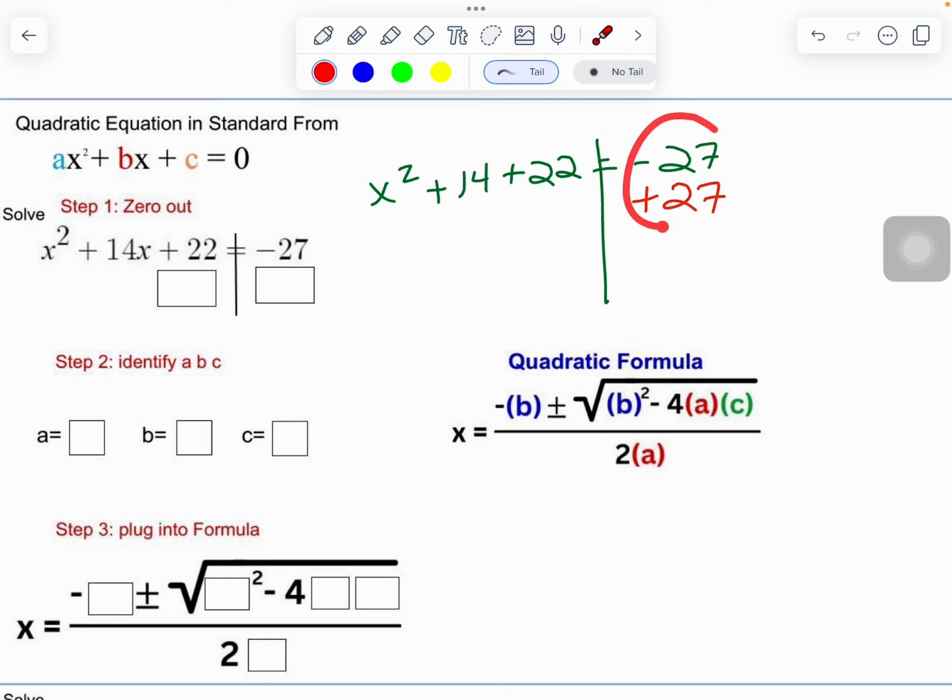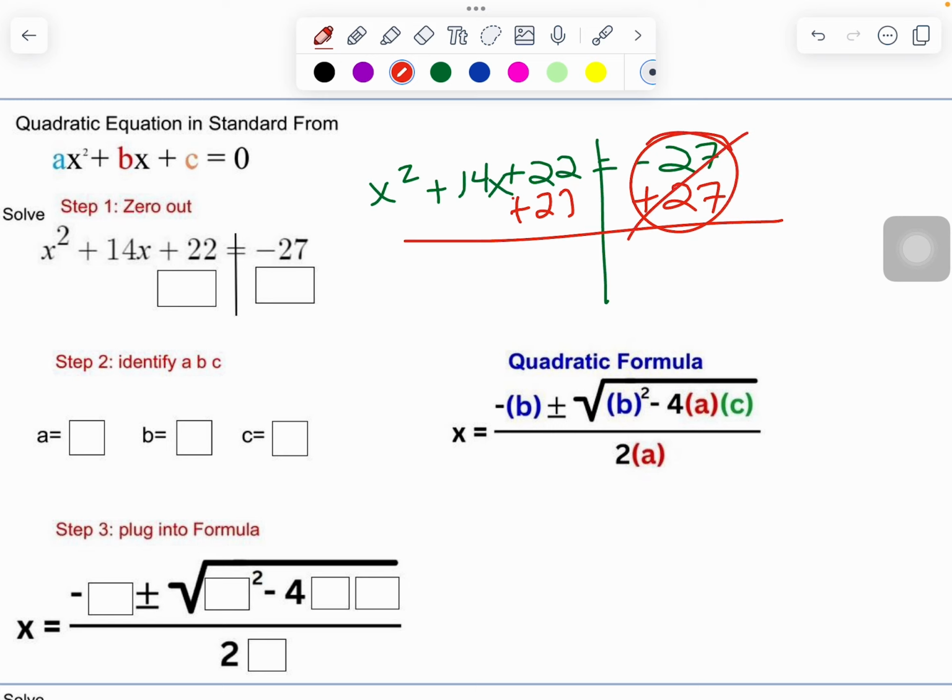So that will get rid of this. Now, this 27 does not have an x squared, so I'm not going to add it here. It does not have an x like the 14 does, so I am not going to add it here. But I am going to add it to the c value right here. So plus 27, and that zeroes it out. So we're going to add 27, and I get x squared plus 14x plus 49 now equals 0.